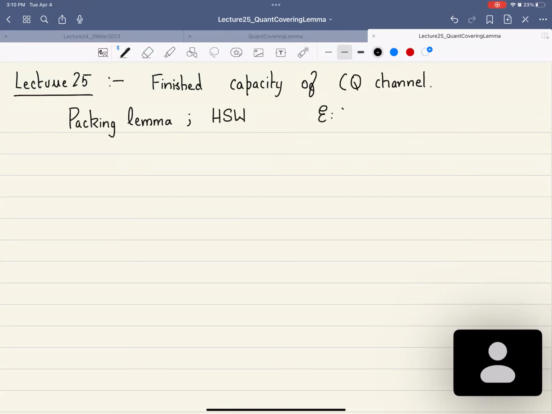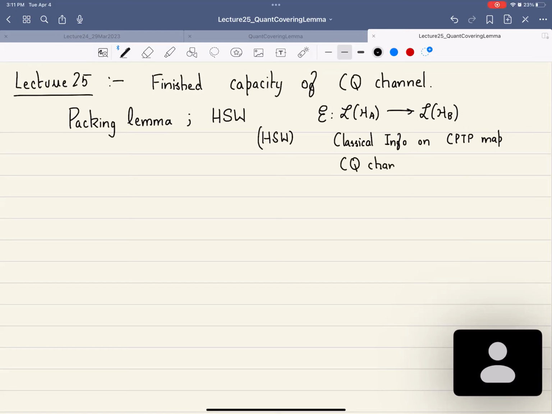So classical information on the CPTP map. If you take L of HA to L of HB and you want to communicate classical information on this channel, which is a completely positive trace-preserving quantum channel, this is referred to as the HSW theorem. But I also called the CQ, classical quantum channel, that is, you are characterizing this through a CPTP map.